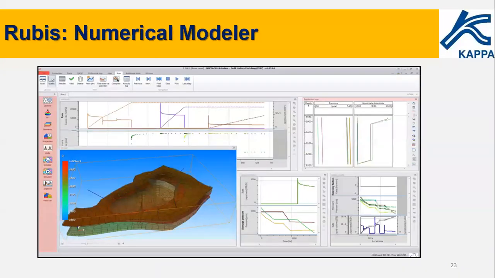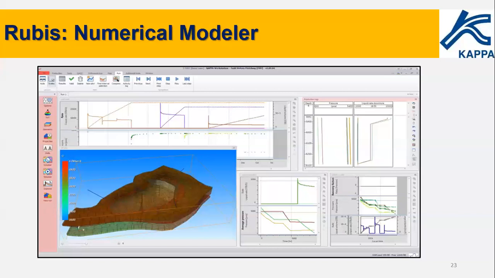Rubis, again, it's a numerical modeler. Just in short introduction, you can see it on the lower side. This is a little bit of transparent grid we have created. So for instance, if you don't have any data and you want to go for a quick development strategy where your management can take the decision, this is the software you can use.